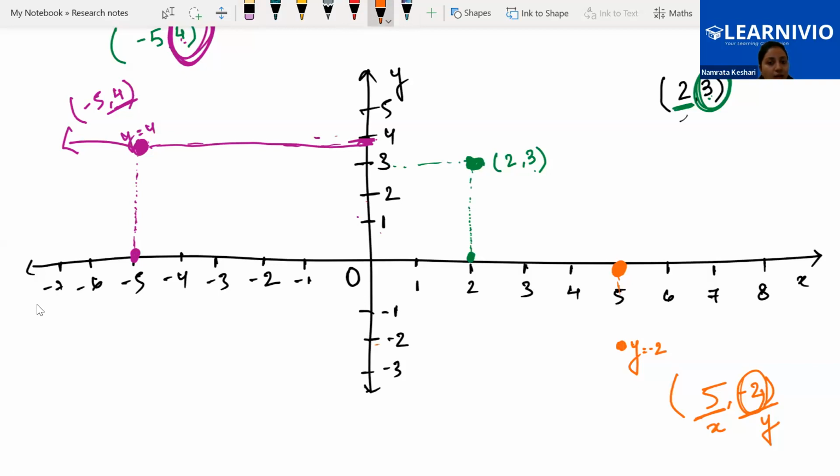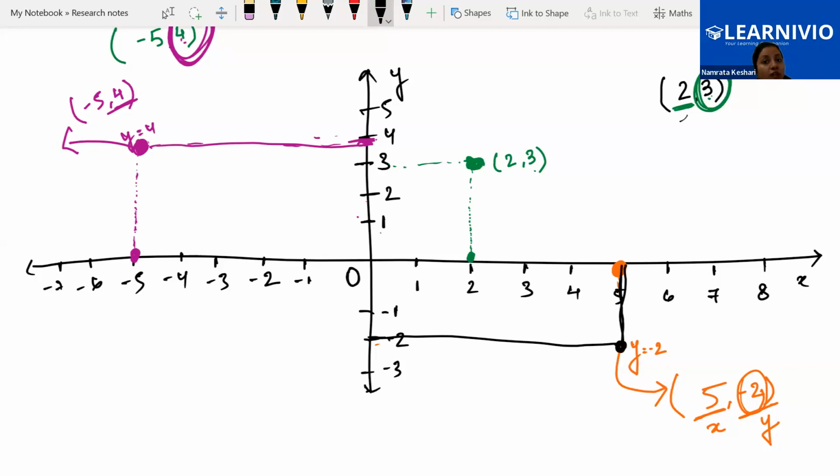Parallel, we see that y over here is -2, and this is the location of the point where x is 5 and y is -2. How will we understand that this is the location of the point? If we drop a perpendicular from the point on the x-axis, it touches the x-axis at 5, and if we drop a perpendicular on the y-axis, it touches the y-axis at -2. That's why the location of this point is (5, -2).